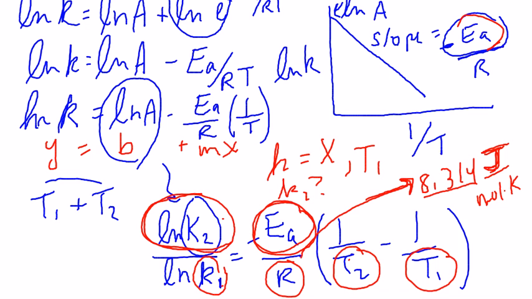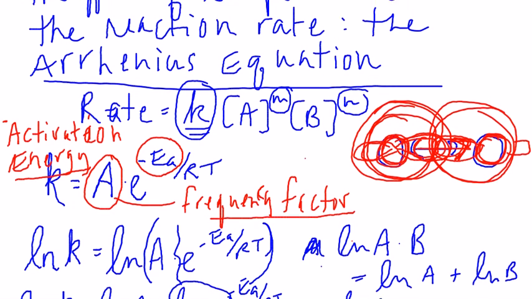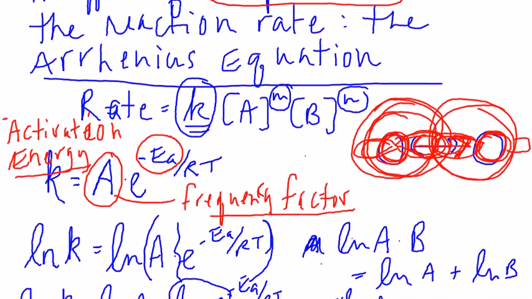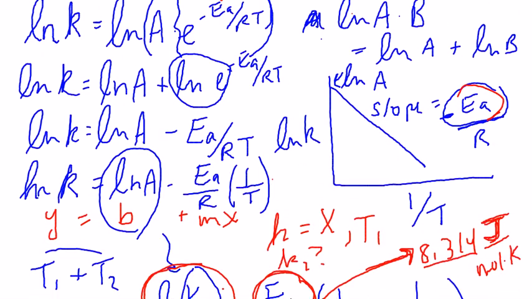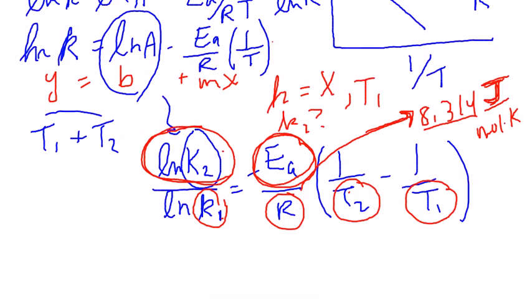And that is the Arrhenius equation, and that answers the original question of how does changing the temperature affect the reaction rate? As a review, it affects the reaction rate because it affects K, the rate constant. And this equation, the Arrhenius equation, can be expressed in another form like this at two different temperatures.